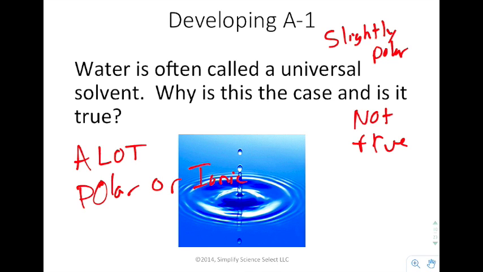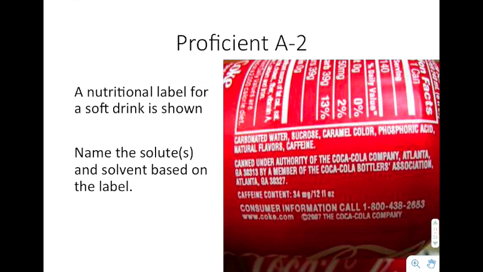However, it's not really universal, and the reason why it's not universal is if you have something that looks like this, it will not dissolve in water because it has no polarity whatsoever. The lack of polarity means that it cannot dissolve into water. So water is a great solvent, but it's not a universal solvent.